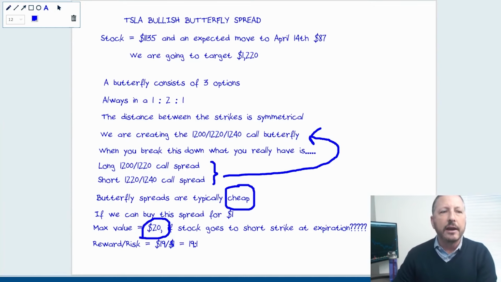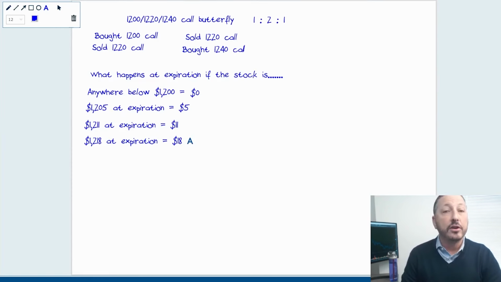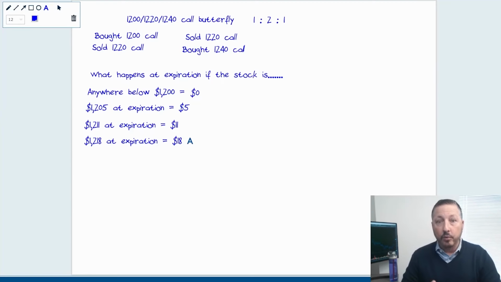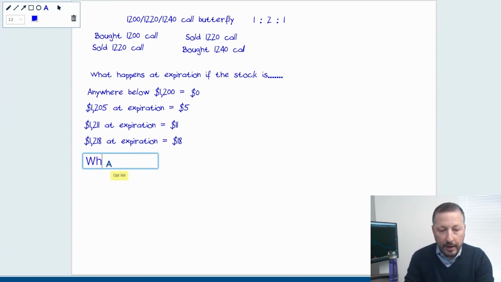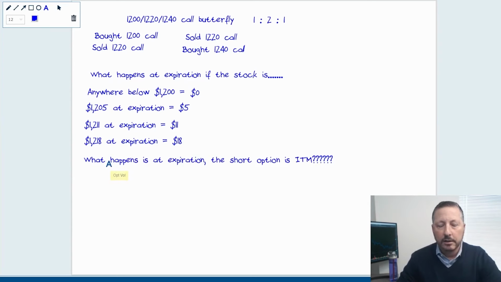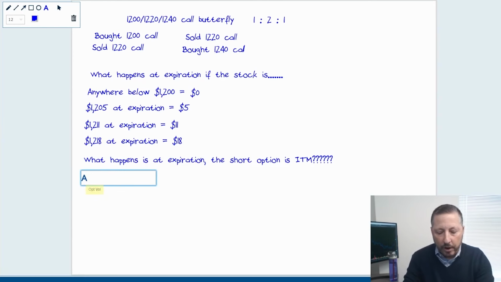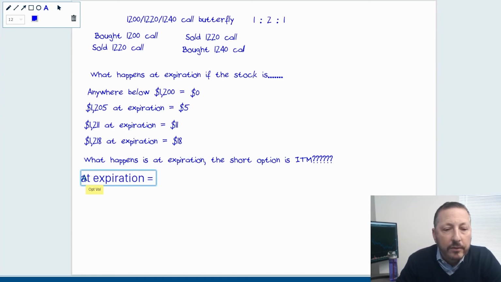So what happens if we start going past the short strike? And that's where a lot of traders get, I guess I'll use the term freaked out. They start getting really nervous because all of a sudden they have a short option that's in the money. And they get really concerned that, oh no, what happens if I get assigned? So let's take a look at this. What happens if at expiration the short option is in the money? Meaning, what happens at 1222, let's say? What would the value at 1222 be?